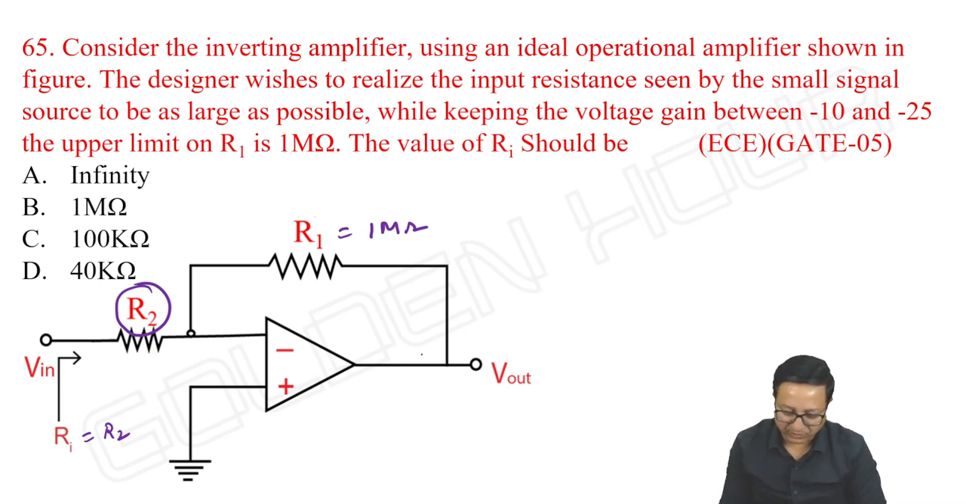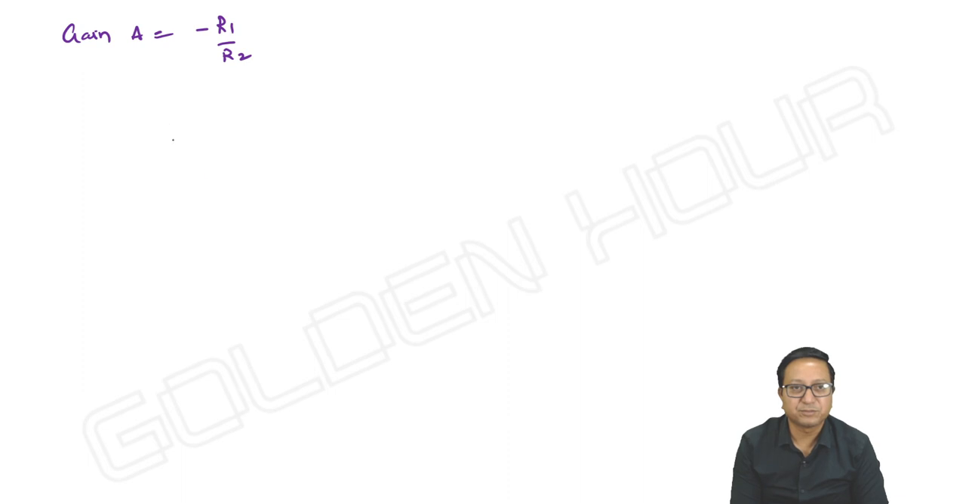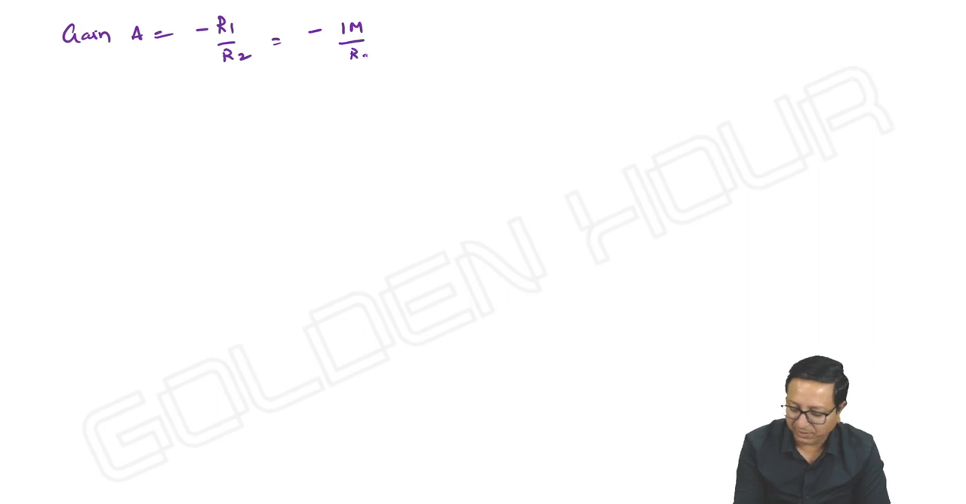So first of all, what is the gain here in this circuit? The gain is equal to minus R1 by R2. We are well aware. And gain, R1 is given 1 mega by R2.